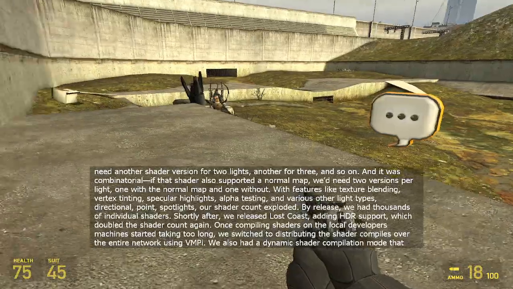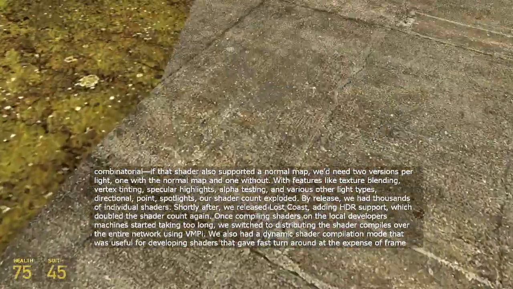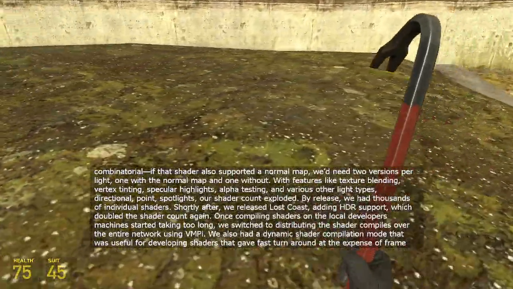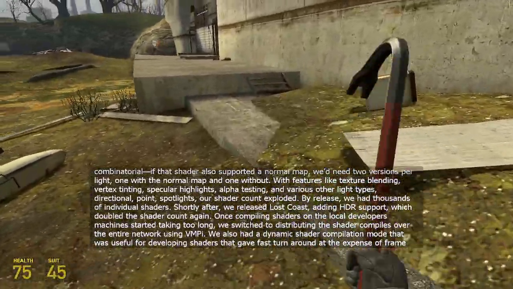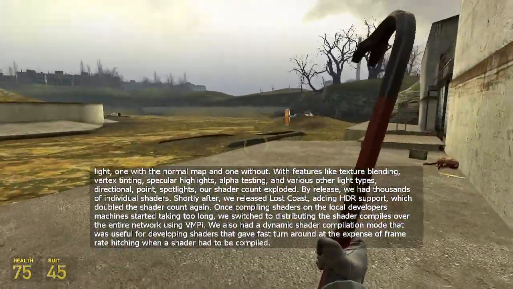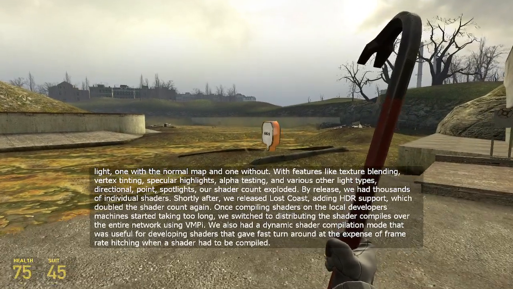Once compiling shaders on the local developer's machine started taking too long, we switched to distributing the shader compiles over the entire network using VMPI. We also had a dynamic shader compilation mode that was useful for developing shaders that gave fast turnaround at the expense of frame rate hitching when a shader had to be compiled.